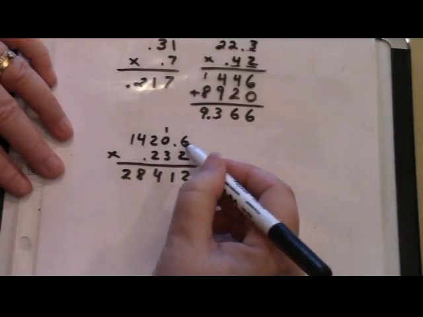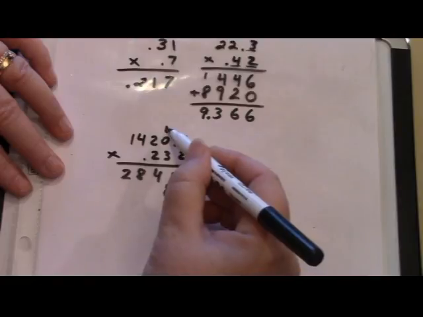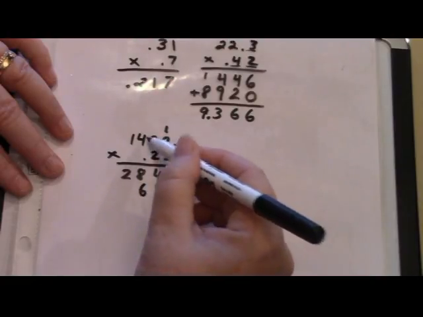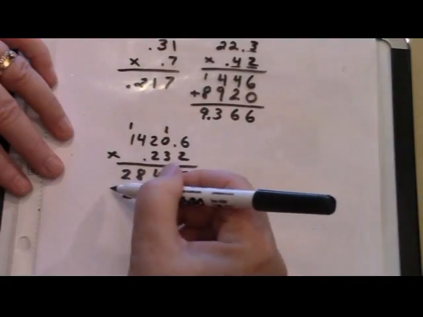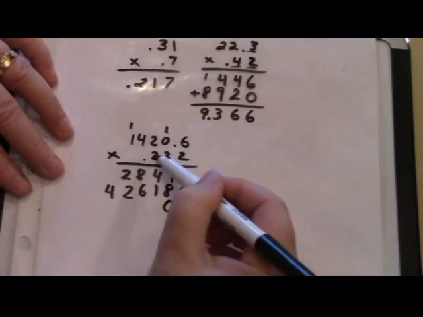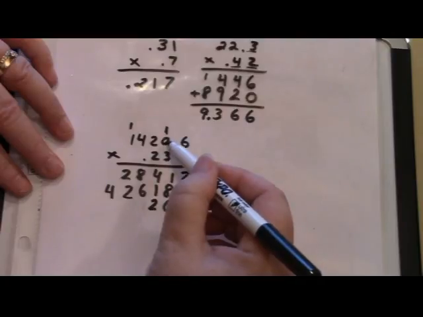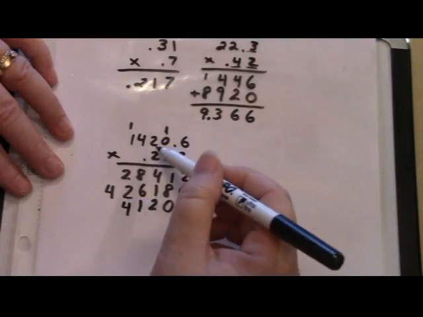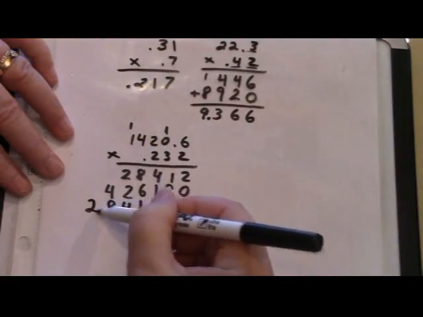Next, 3 times 6 is 18. 3 times 0 is 0 plus the 1 gives me 1. 3 times 2 is 6. 3 times 4 is 12. 3 times 1 is 3 plus 1 gives me 4. And my next place value, 2 times 6 is 12. 2 times 0 plus 1 is 1. 2 times 2 is 4. 2 times 4 is 8. And 2 times 1 is 2.